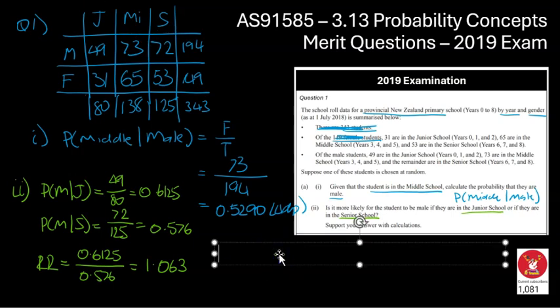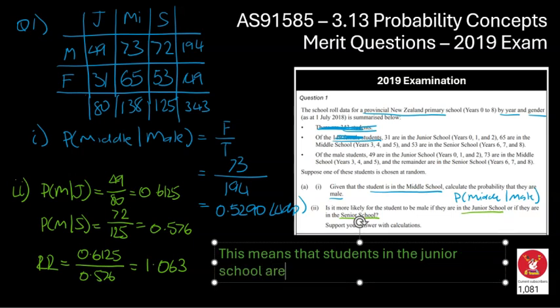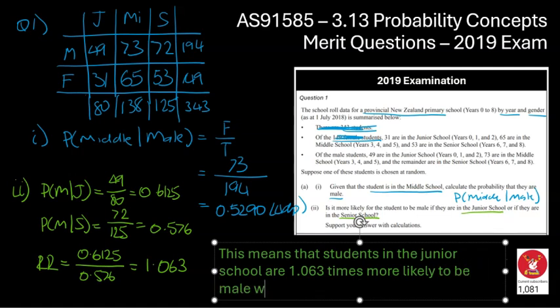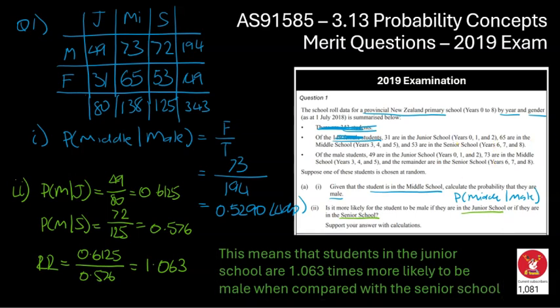So we now just need to type that out. So this means that students in the junior school are 1.063 times more likely to be male when compared with the senior school. And then we've got our full stop. Don't need the full stop there because it gets the line.